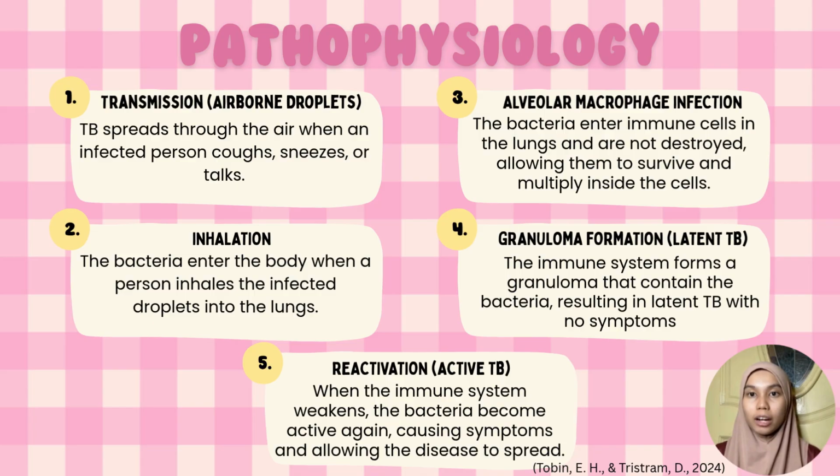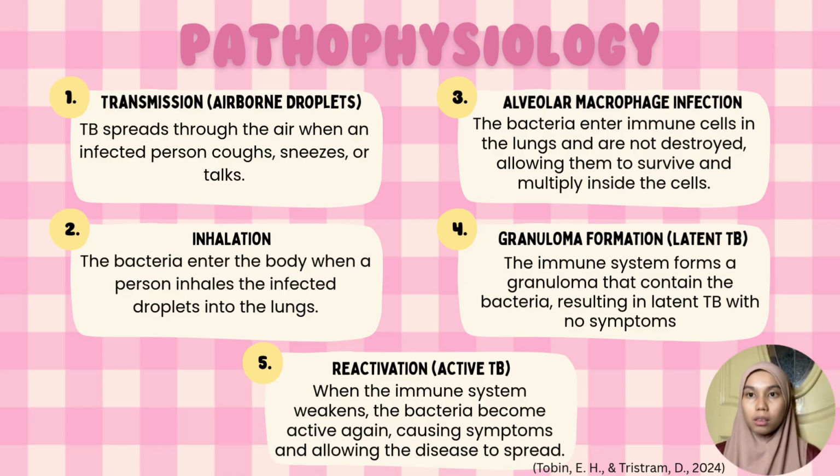Finally, reactivation or active TB occurs when the immune system becomes weakened due to factors such as HIV infection. The granuloma breaks down, allowing the bacteria to become active and multiply again. This leads to lung tissue damage and symptoms such as persistent cough, chest pain, fever, fatigue, and weight loss. At this stage, the infected person can spread the TB bacteria to others.